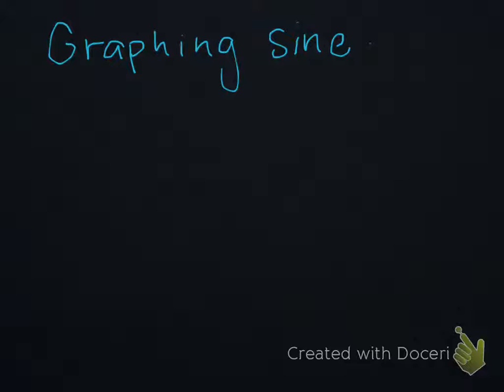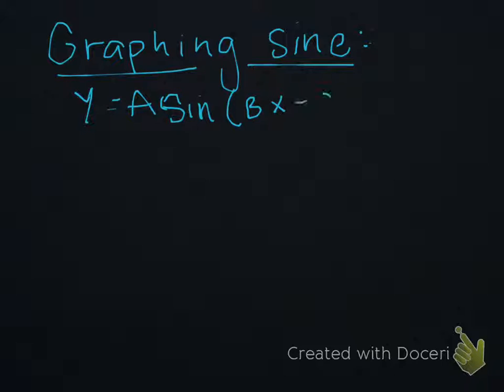So first thing we're going to write down is the general procedure on how to graph the sine wave. I would just label this graphing sine. So the general form is y equals a sine of bx minus c. And one thing I want you to take note of is that c has a minus sign, so whenever I ask for the c value, you're technically taking the opposite sign of it.